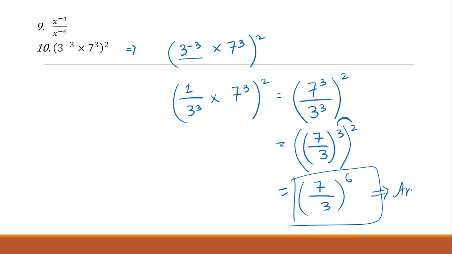We can write 7 divided by 3 to the whole square. We cannot simplify it further. You can take the powers, but this can be our final answer. And the answer for question number 9 is x to the power positive 2, if I am not wrong.